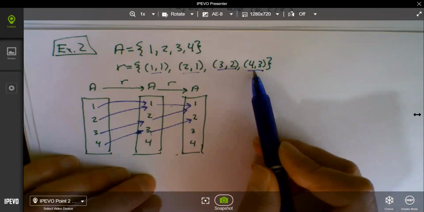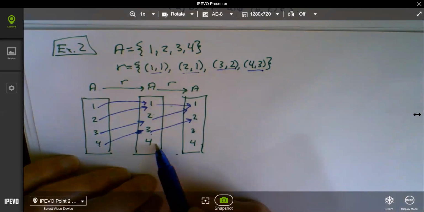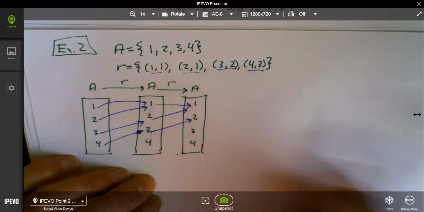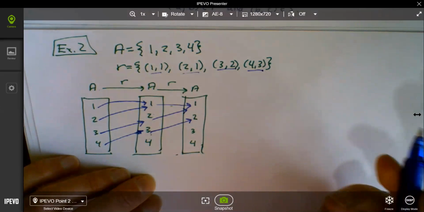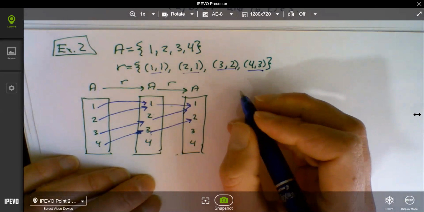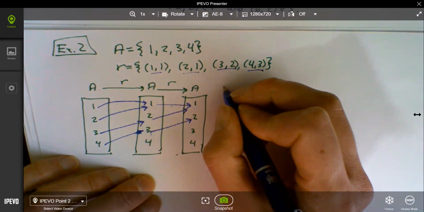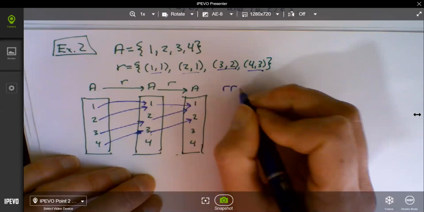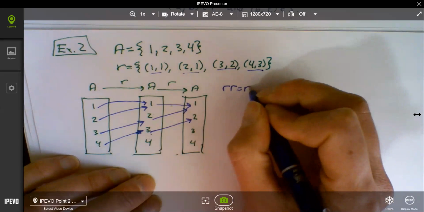And we have another element in R, the ordered pair (4, 3). It says if you are at 4, map to 3. Well, we are not at 4 because there is no arrow pointing to 4 in our second column. So this last element becomes irrelevant. Okay? So we're going to now compose R with itself. So that's going to look like R, R. That's how we would denote that. And to simplify that, we can just call it R squared.